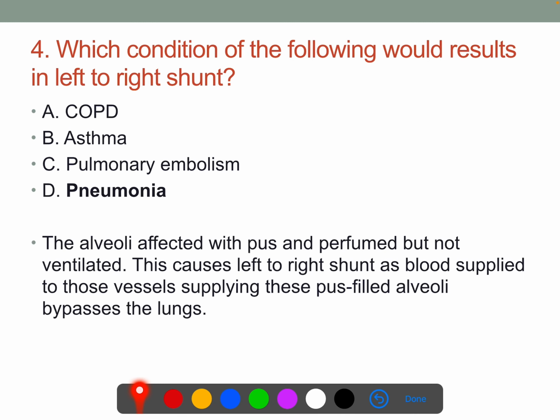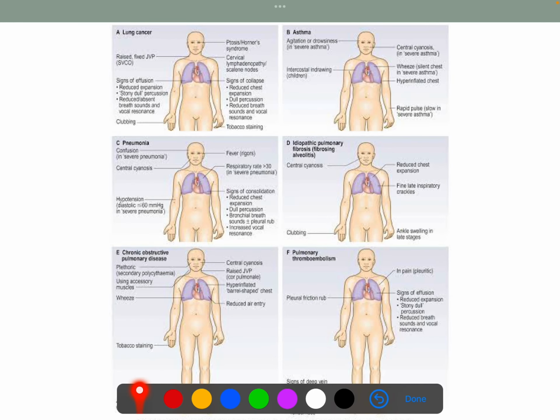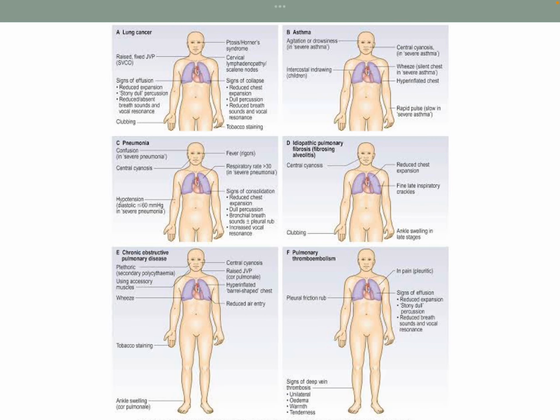Alveoli affected with pus are perfused but not ventilated. So this causes a right to left shunt, as blood supplying those vessels around the pus-filled alveoli bypasses the lungs. These are the different diseases and their signs and symptoms. Please remember this. If you want, you can take a screenshot.